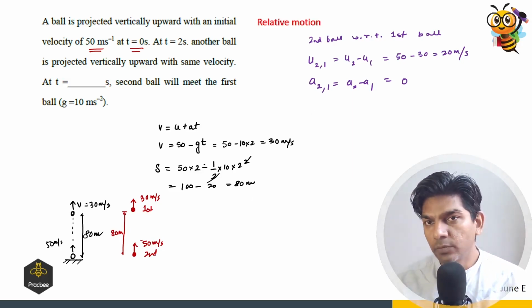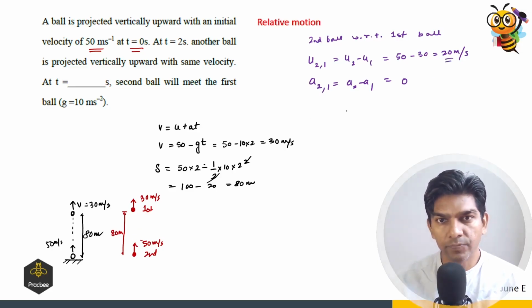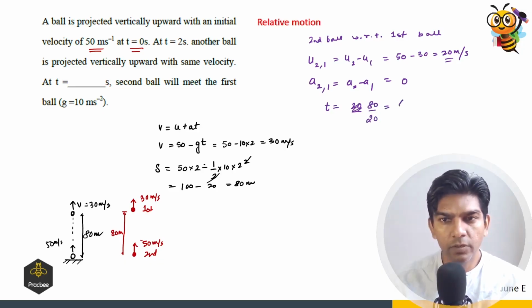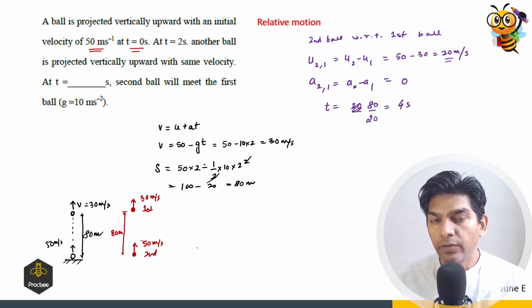So the distance between them is getting reduced with a speed of 20 meters per second. We can say the time of meeting will be distance upon speed, so 80 divided by the relative speed of 20, that will be 4 seconds. And we threw the second ball after 2 seconds, so the answer will be 4 plus 2, so it should be 6, right?